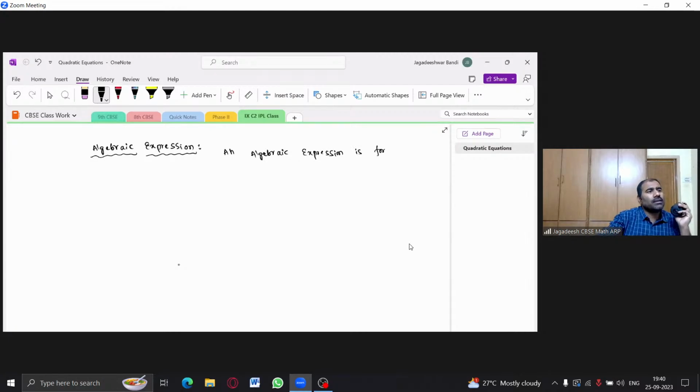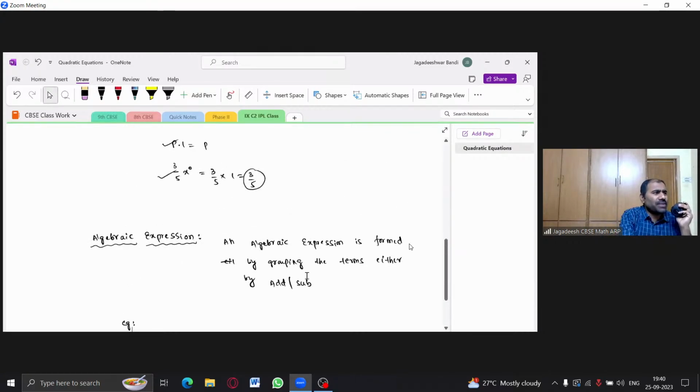is formed by grouping the terms either by addition or subtraction. Terms are formed by multiplication and division. Algebraic expression is formed by addition or subtraction of terms. Fine. So let us observe some examples.